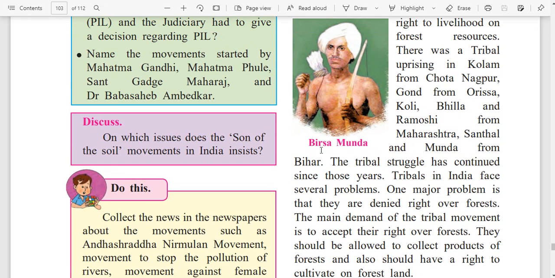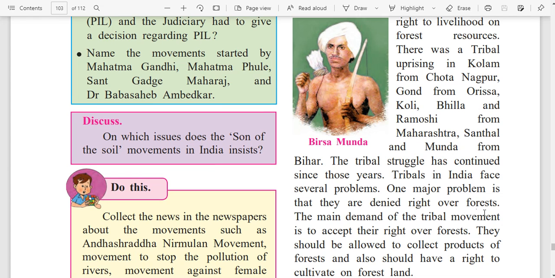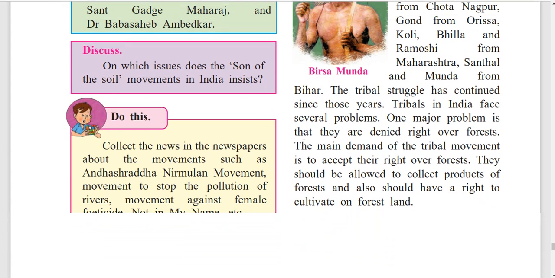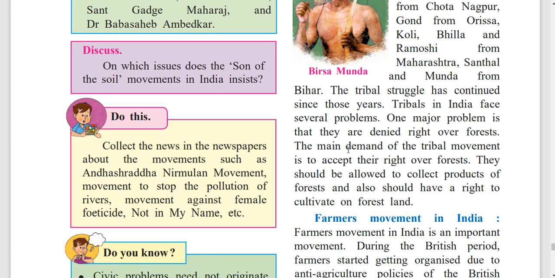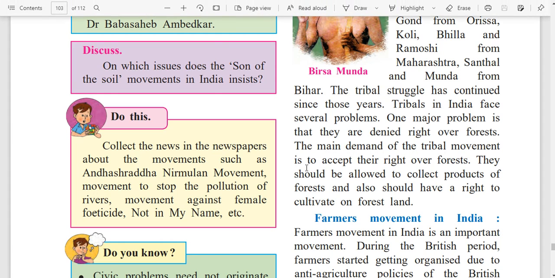This is a picture of Birsa Munda. Tribals in India face several problems. One major problem is that they are denied right over forests. The main demand of the tribal movement is to accept their right over forests. They should be allowed to collect products of forests and also should have a right to cultivate on forest land.